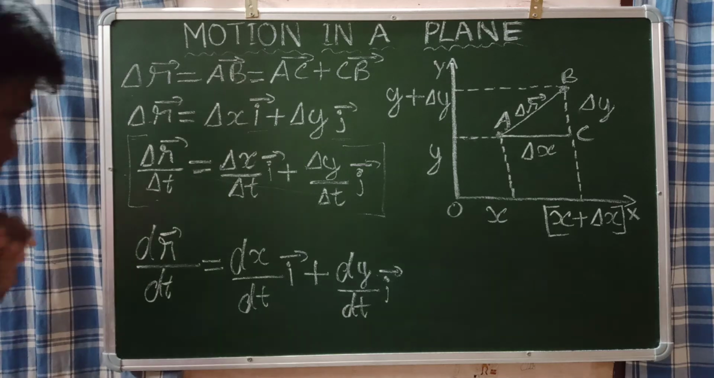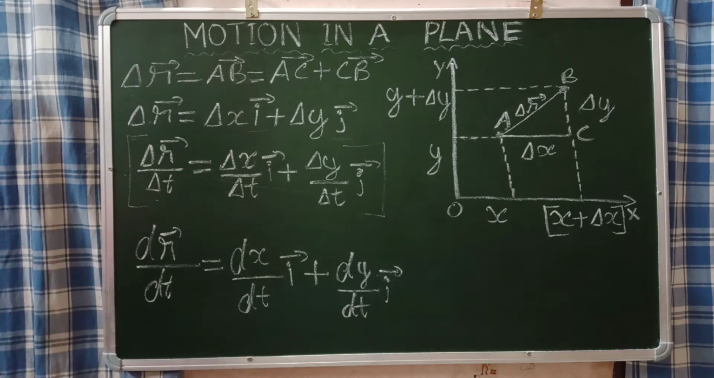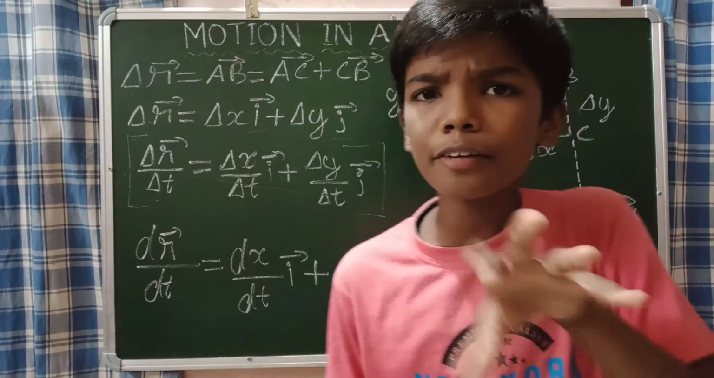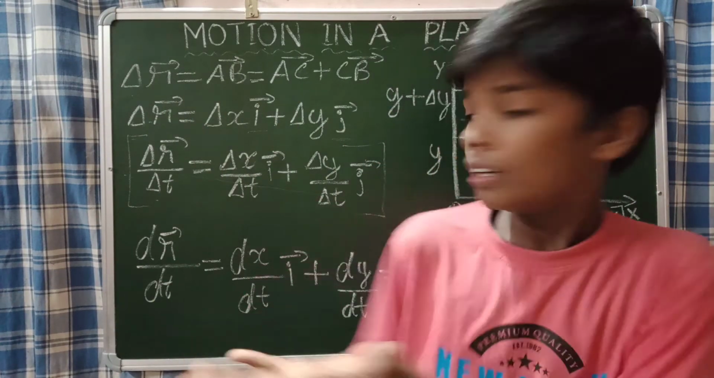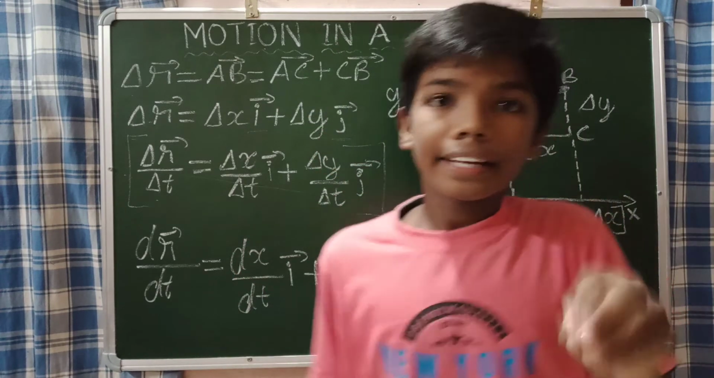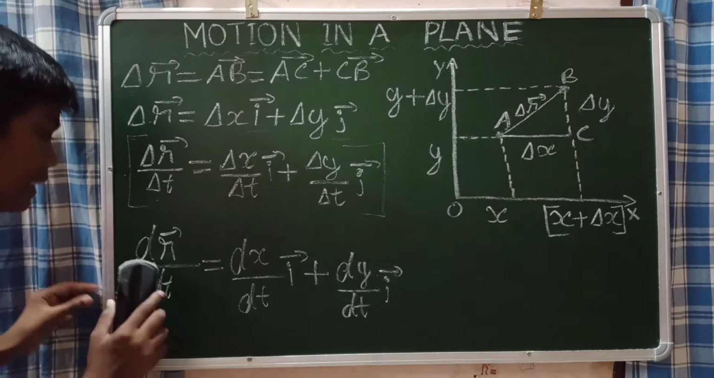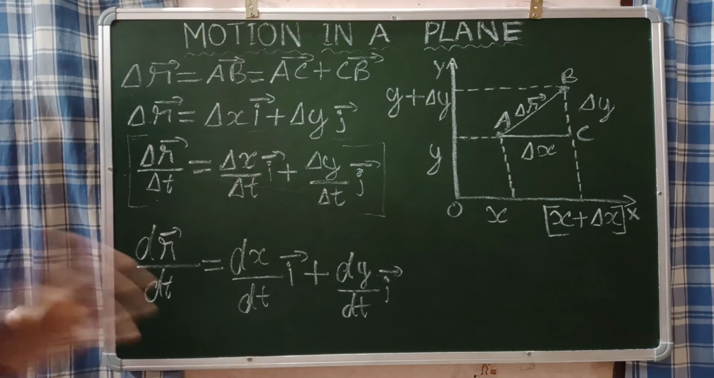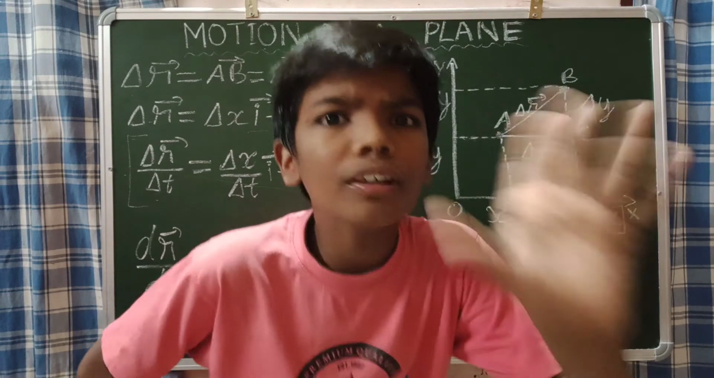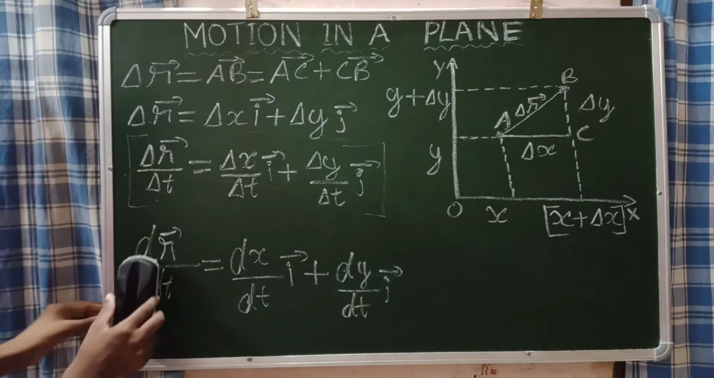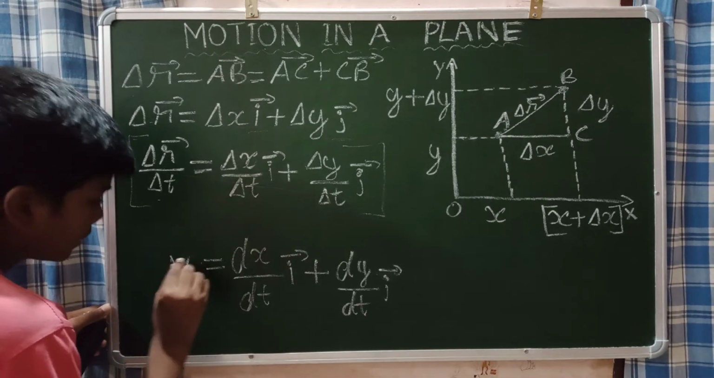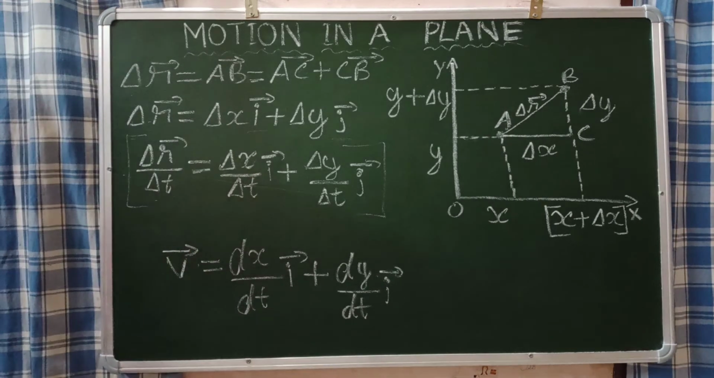Now see this dr vector by dt. You have learned this dr vector by dt in instantaneous velocity. That means dr vector by dt will give us the velocity. Beautiful guys, this will give us the velocity. So dr vector by dt can be written as v vector, that means velocity. That is all, guys.